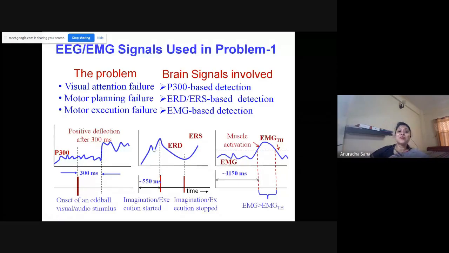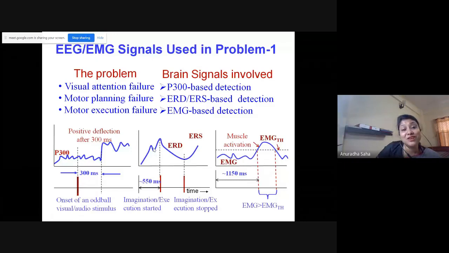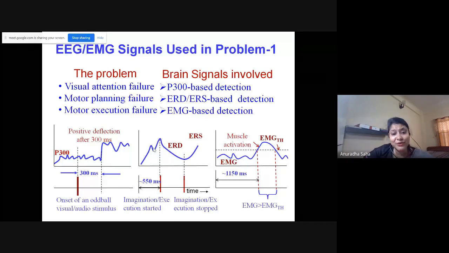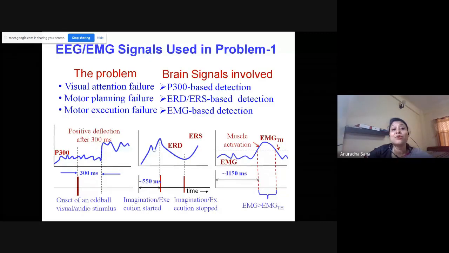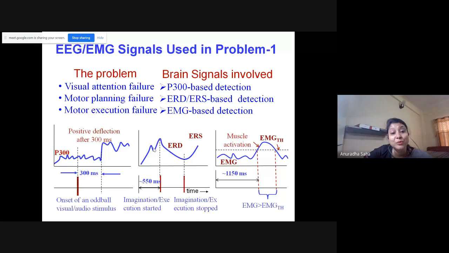So these are the brain signals which have a very significant and very beautiful curvature. This is an event related desynchronization followed by synchronization if any person, or if the driver, can plan the correct motor intention, and if he can complete the motor intention within the stipulated time period. So this particular brain signal can be detected, and this can serve as a biomarker to basically detect whether the driver is having a motor planning failure or not.